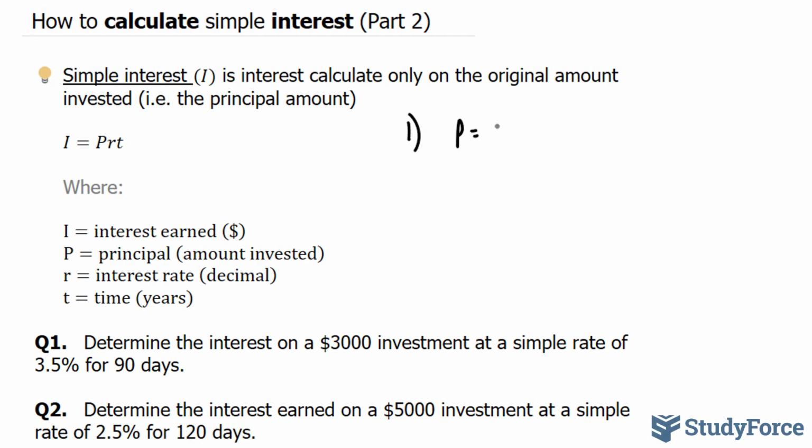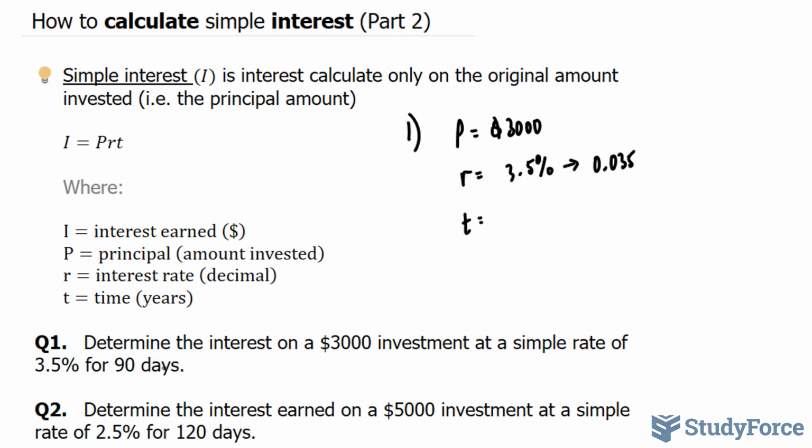Now, we'll start off by defining what we know. We know that the principal here is $3,000. That's how much is being invested. We're also told the interest rate, and that is represented by the letter R, and it's 3.5%. We need to convert this to a decimal. That's how the formula works. So to convert this to a decimal, we divide by 100, and dividing this by 100 gives us 0.035. And lastly, we have T, which represents the time in years.